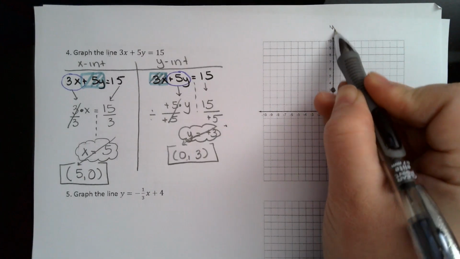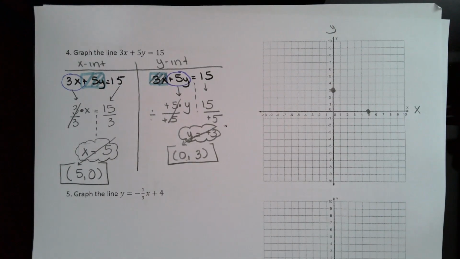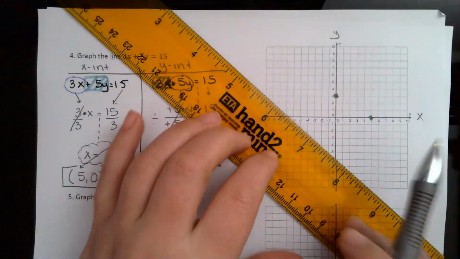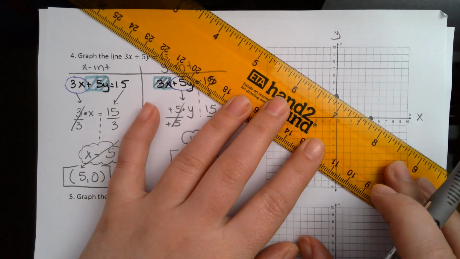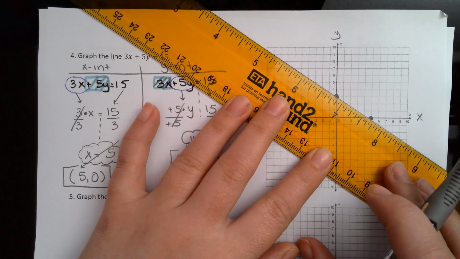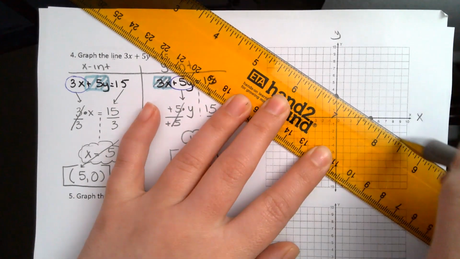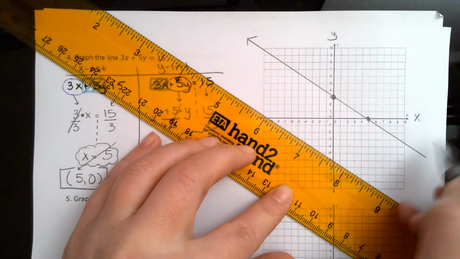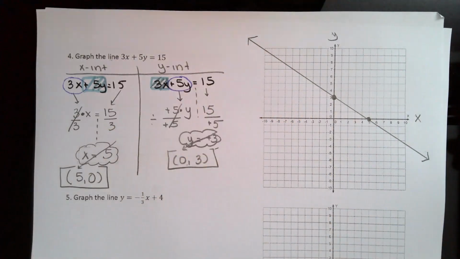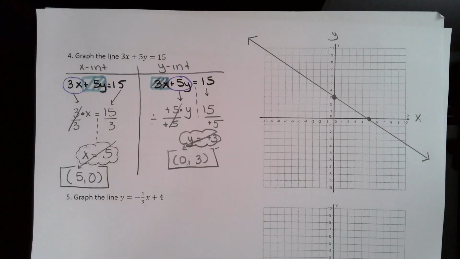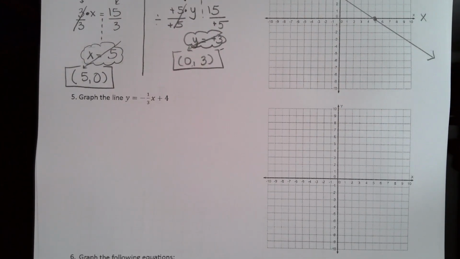We're going to pick up our ruler. And we're going to sketch a line. Remember, when you're drawing the line, don't make it a little bitty line. Extend it so that way it's easier for me to grade. Moving on to question number 5.